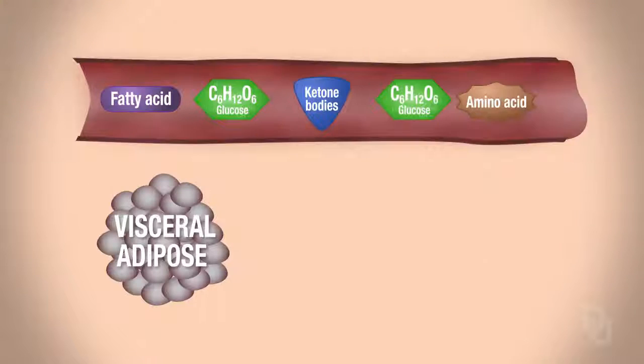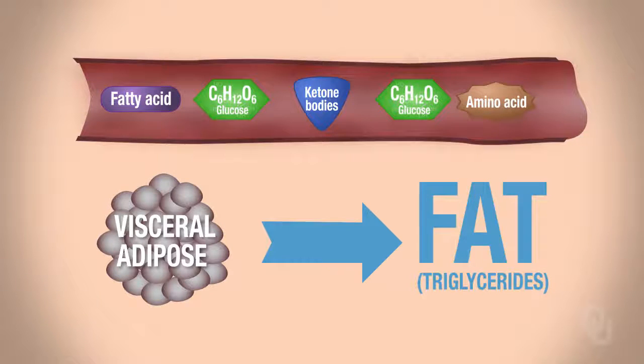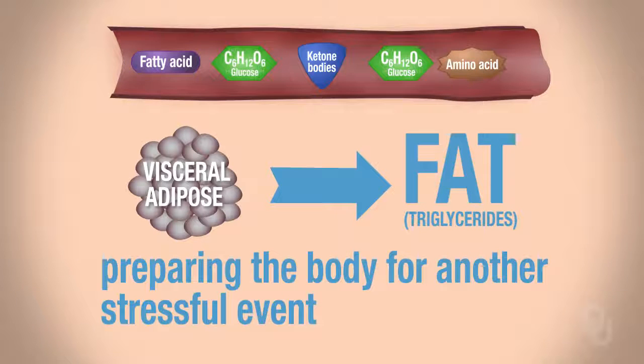We can take all of these into our visceral adipose, and we can store all of these as fat, as triglycerides. So if we store them as fat, we're preparing the body for another stressful event. This demonstrates the normal function for cortisol.